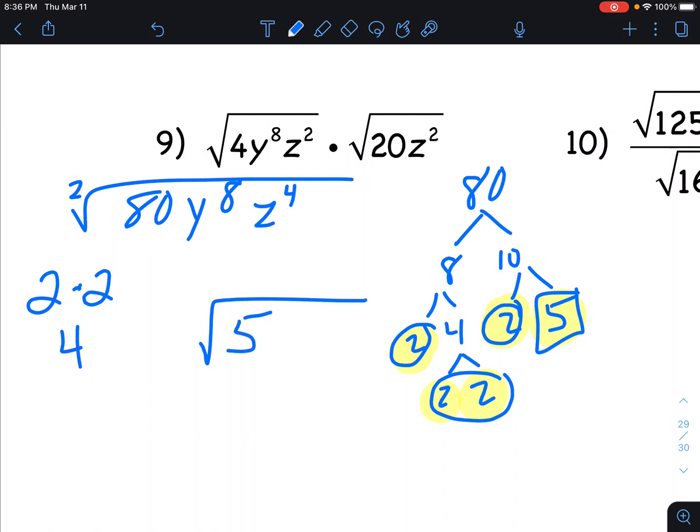And then we'll move on to the exponents. So for the y, 8 divided by 2 is 4. There's no remainder, so y is not in the radical. And then z, 4 divided by 2 is 2. Z also does not have to be in the radical because there's no remainder. So there's your answer. Let me just shorten up that radical, make it look a little cleaner. So right here is your answer.